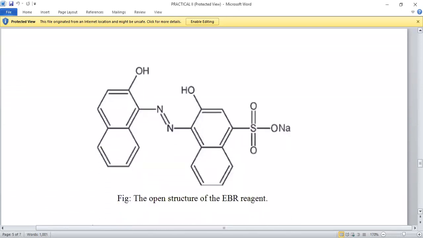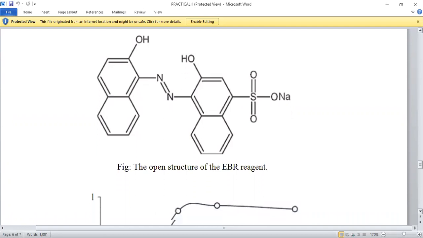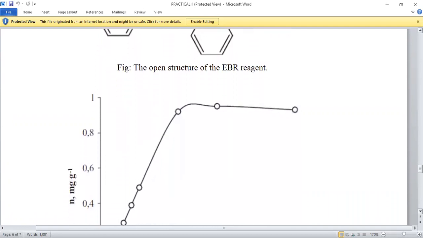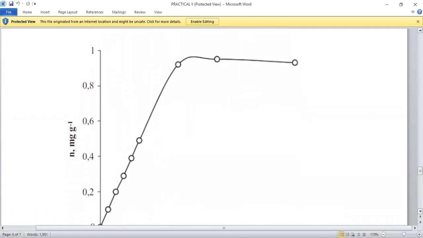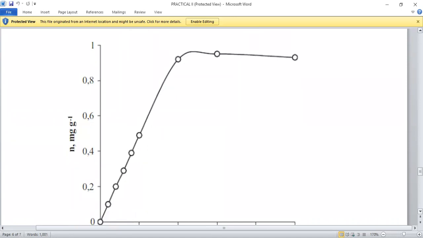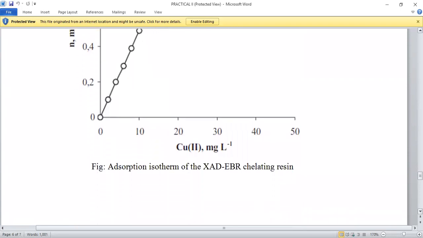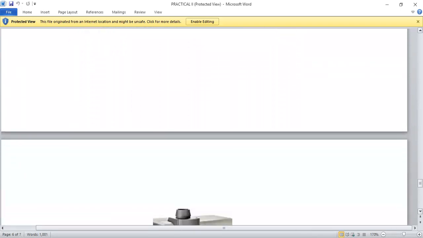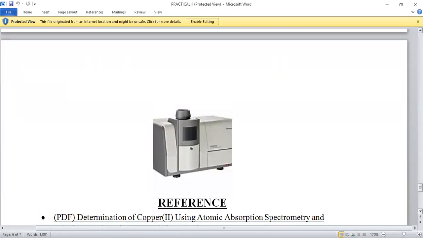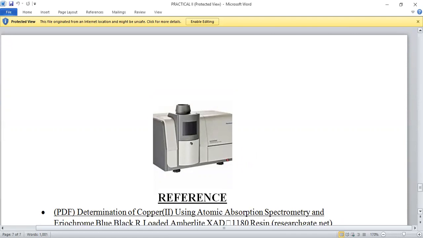This is the open structure of the Erichrome Blue Black R reagent. And this is the adsorption isotherm of the copper 2 solution found by atomic absorption spectroscopy. This is the image of the instrument used in atomic absorption spectroscopy for the determination of a copper 2 solution.